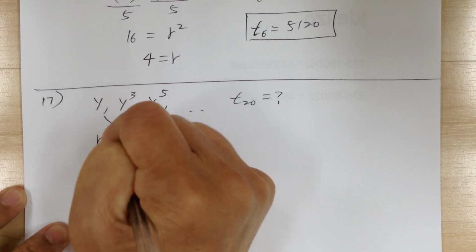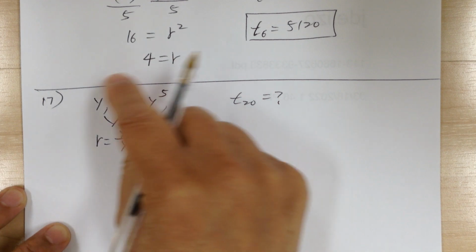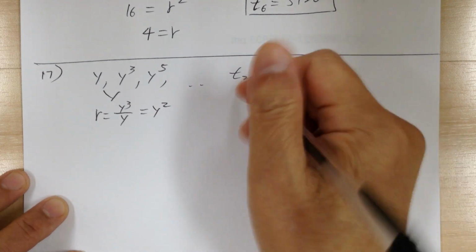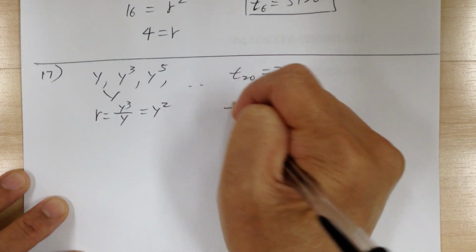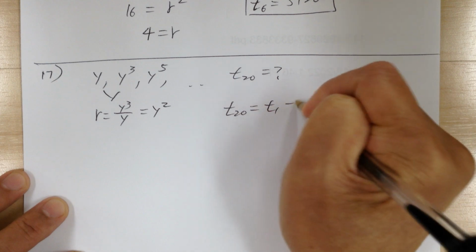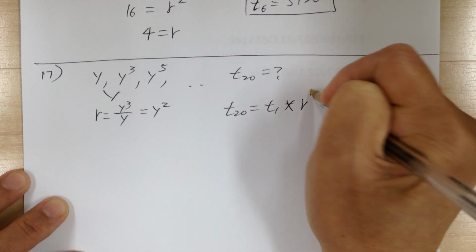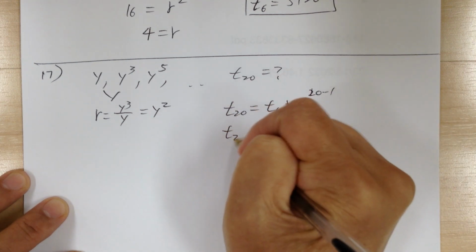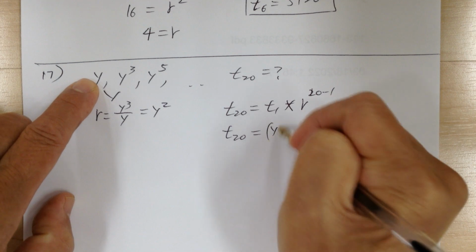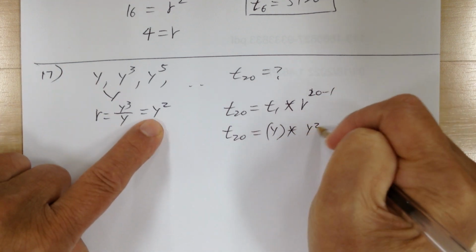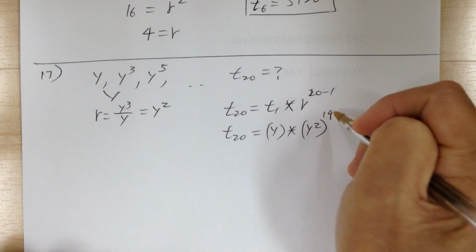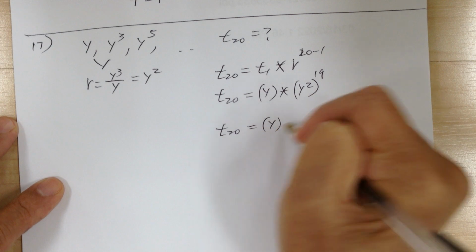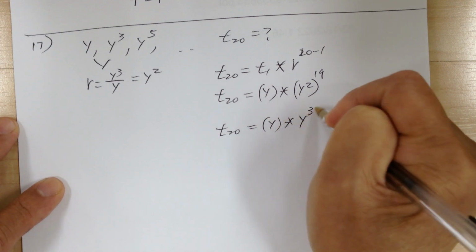So R equals y cubed over y. Again, pick any term over the previous term, and this will equal y squared. So that's your R. Now we can go back over here and use the formula. T20 equals T1 times R to the 20 minus 1. So again, 20 and 1, so 20 minus 1. T1 equals y, and R equals y squared, to the 19th power. So T of 20 equals y times y to the 38.